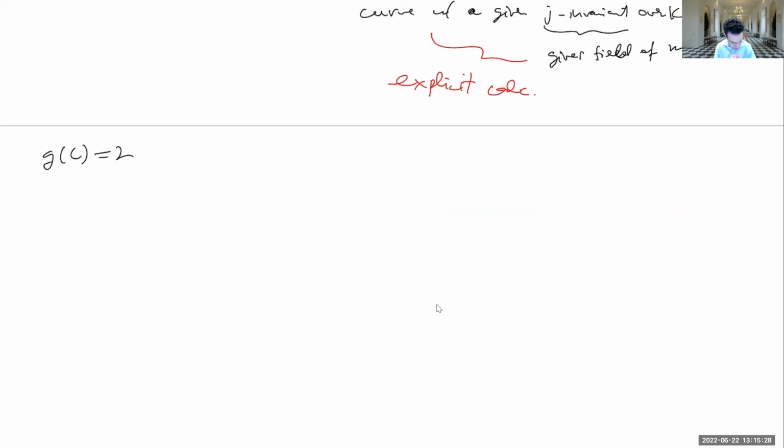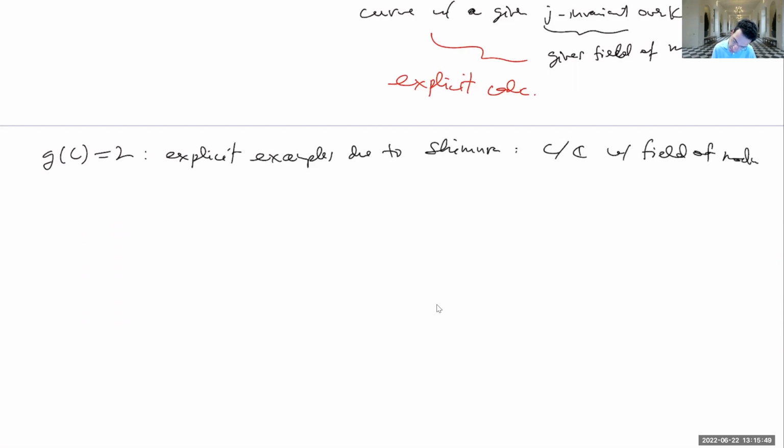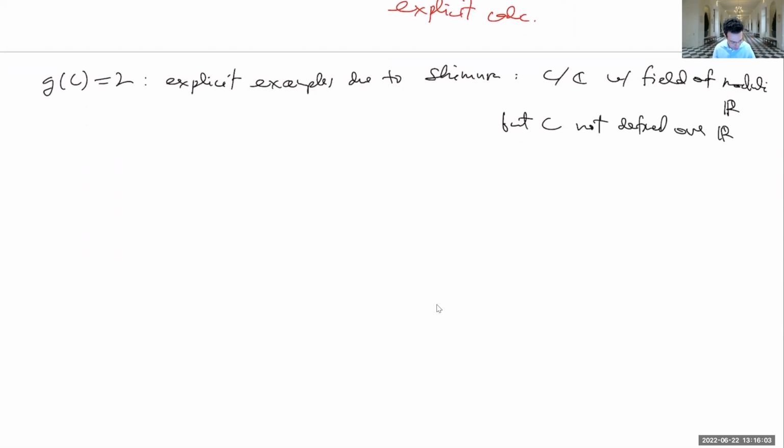Now, when the genus of C is 2, there are explicit examples, I think written down by Shimura, of a C over the complex numbers with field of moduli R, but that don't descend. I mean, there's actually explicit equations. We have one written down in the paper. We haven't posted our paper yet. I don't know exactly when we're going to do that, but you can find those examples written down in all sorts of places. All right.